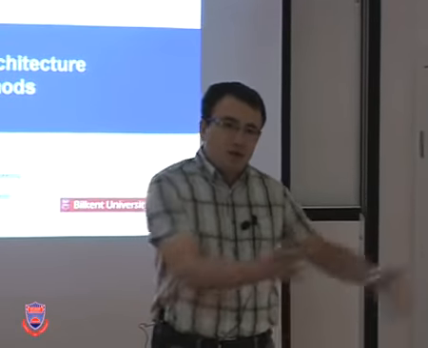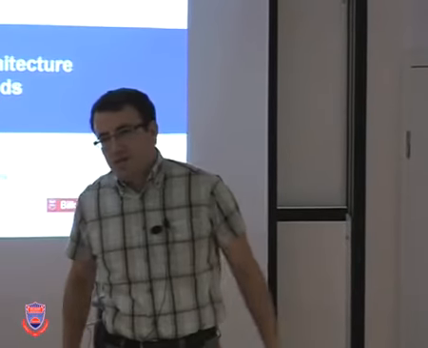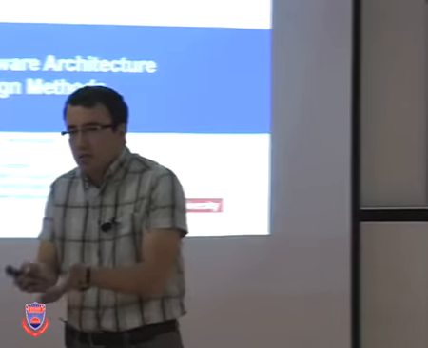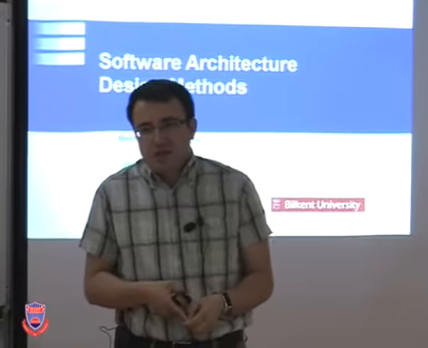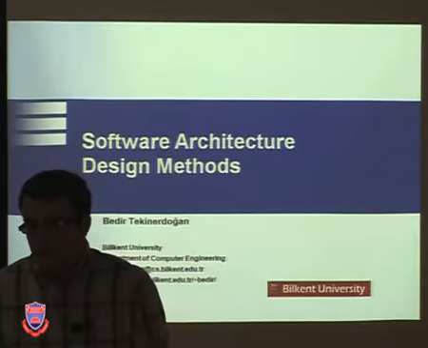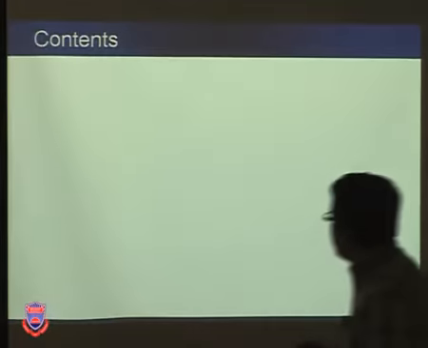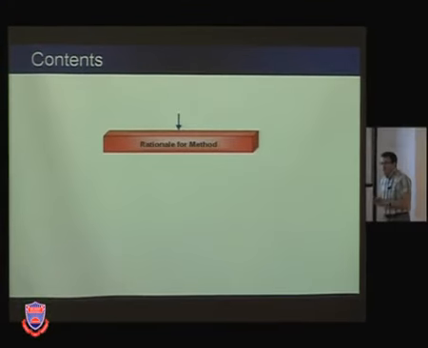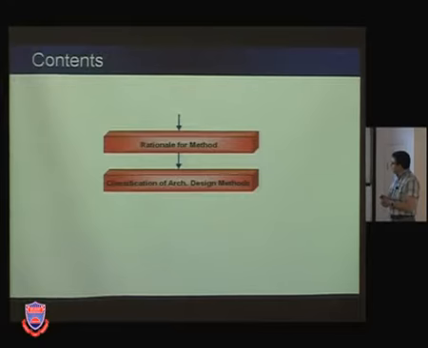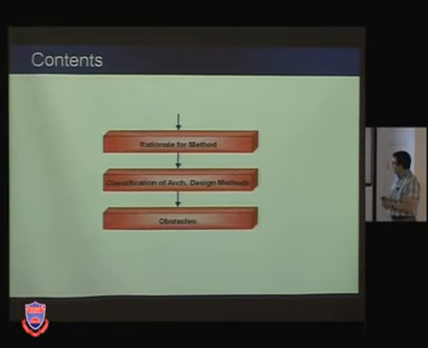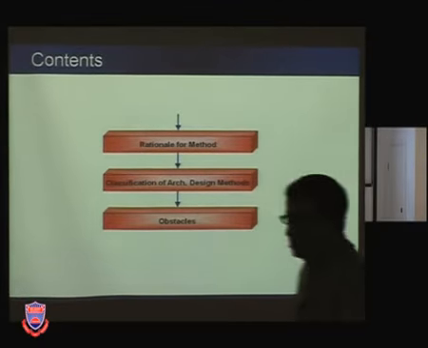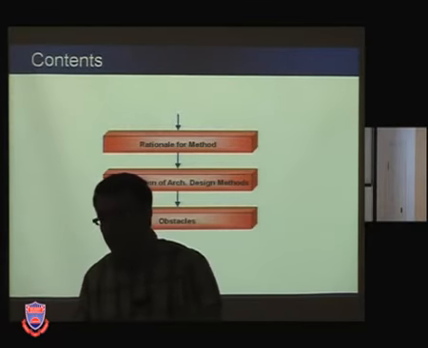So, on the one hand, we have models, but the idea is how do we define architecture, the process, the method. So we will first look at the rationale for method, the classification of architecture design methods, and also consider the obstacles of each category.